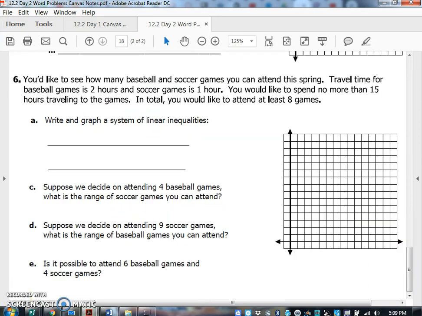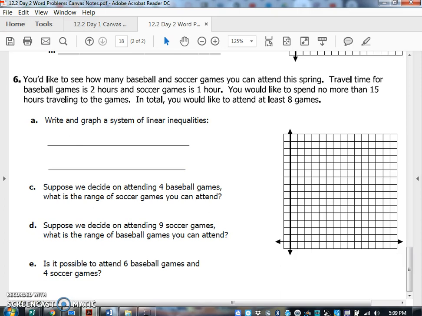Our final example, you'd like to see how many baseball and soccer games you can attend this spring. Travel time for baseball games is 2 hours and soccer games 1 hour. You would like to spend no more than 15 hours traveling to the games. In total, you'd like to attend at least 8 games.